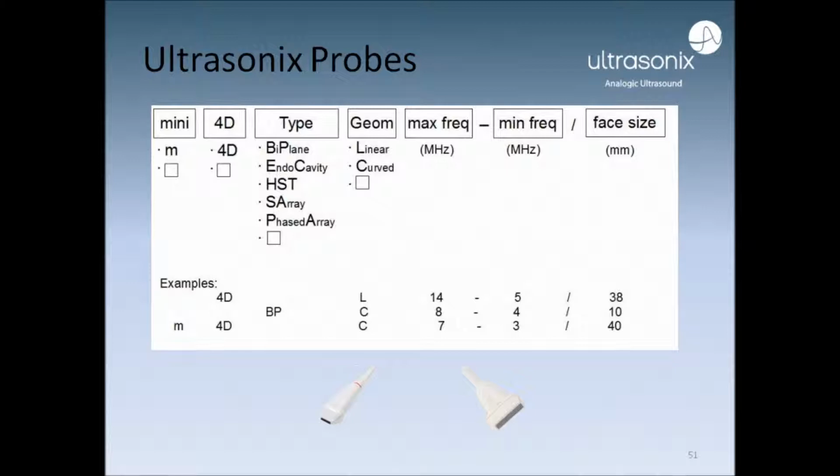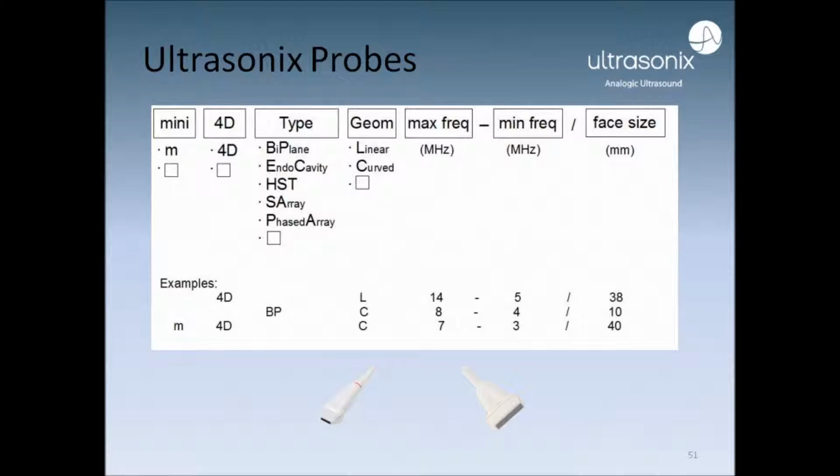Ultrasonix uses the naming convention shown in this slide for its transducers. The presence of an M in the beginning signifies a mini probe. If the probe is a motorized 3D probe, a 4D appears after that. The type of the probe is next, which is used for specific probes such as the phased array and biplane probes. The following letter is for the geometry, which is either L for linear or C for curved.